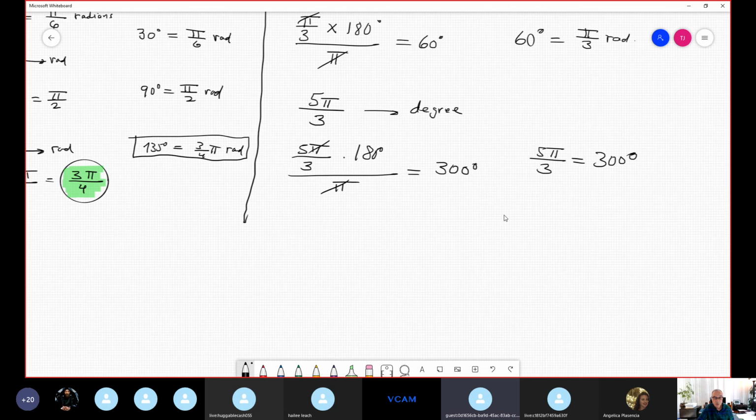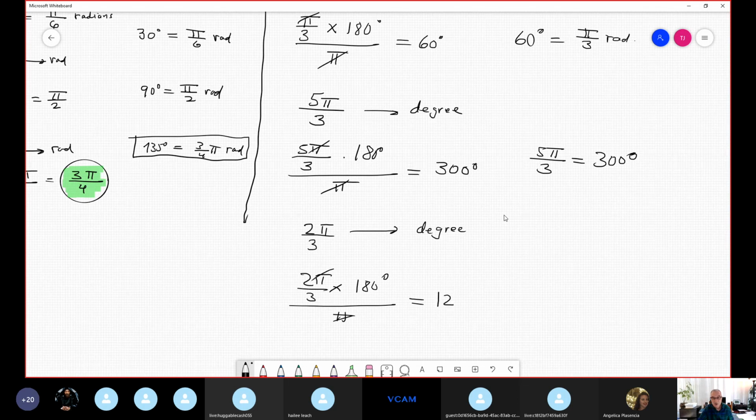Okay, one more. Suppose given 2 pi over 3, I want to express it in degrees. So the thing we are learning now, guys, is conversion. Radian to degree, degree to radian. That's it. And this is the most important formula. You multiply 2 pi over 3 by 180 divided by pi. Pi is cancelled, it is 120 degrees, because 180 divided by 3 is 60, times 2 is 120. So 2 pi over 3 is equal to 120 degrees.